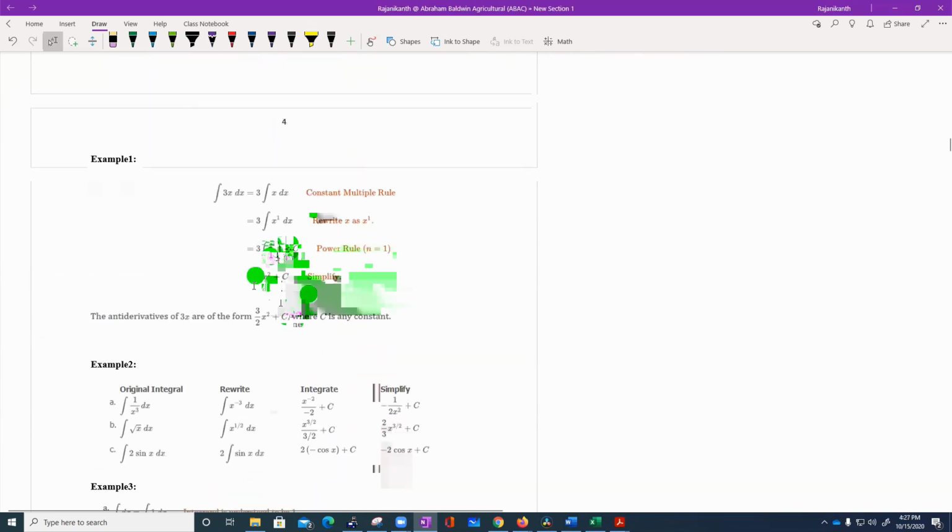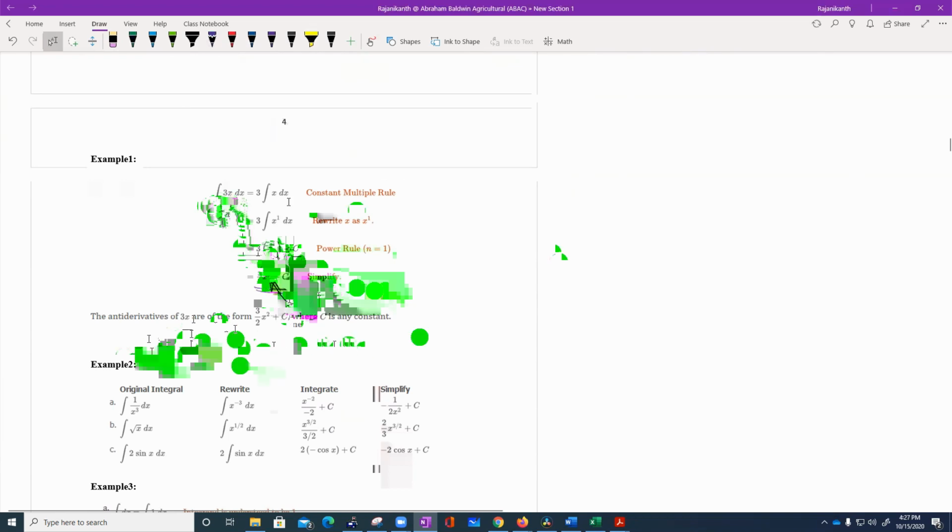So simplify this. The antiderivative of 3x is 3x squared over 2. You could check whether your answer is correct or wrong. If you take the derivative of your answer, it should give you 3x. That is what they are telling us here.